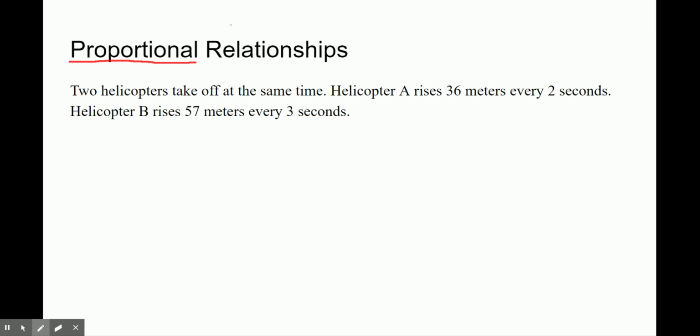Two helicopters take off at the same time. Helicopter A rises 36 meters every 2 seconds, and helicopter B rises 57 meters every 3 seconds. So what we want to do to compare these two rates is first find our unit rate for both helicopters. We're going to look at a unit rate for A, and we're going to look at a unit rate for B.